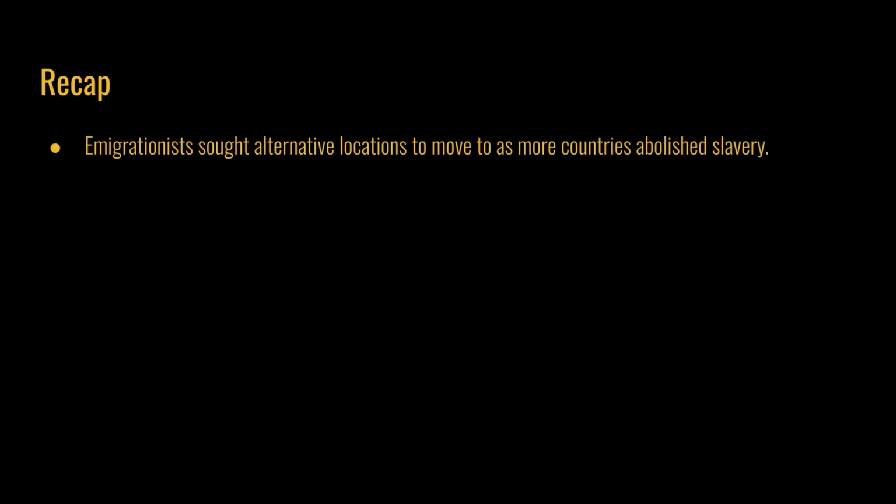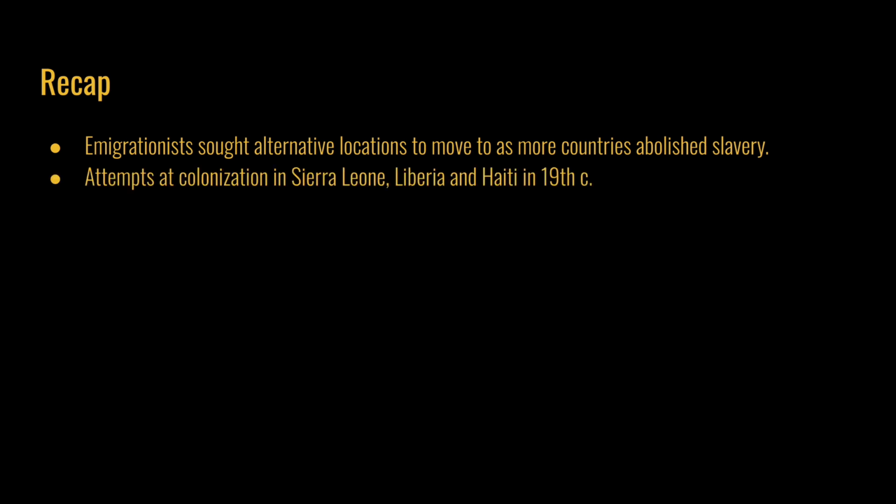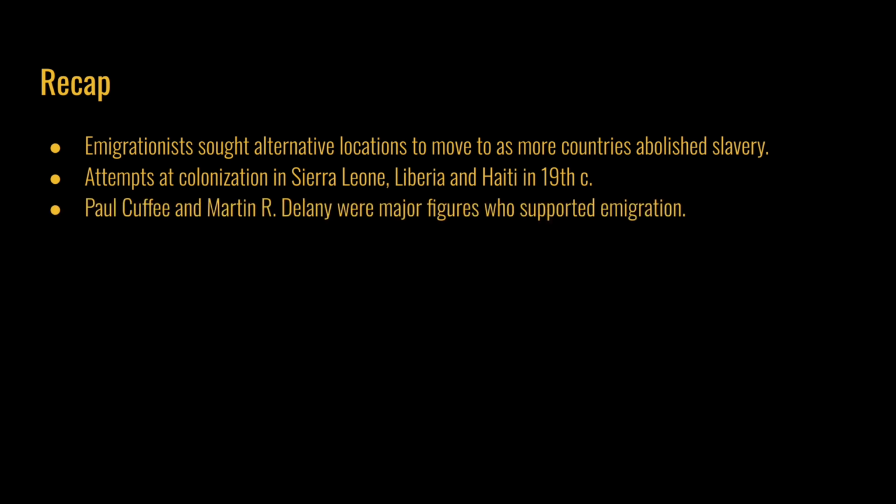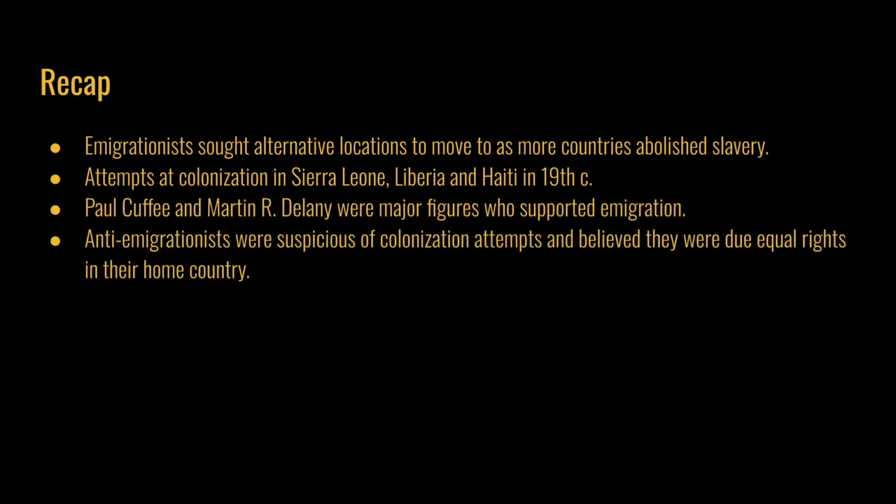And finally, here's the recap. Emigrants sought alternative locations to move to as more countries abolished slavery. Attempts at colonization in Sierra Leone, Liberia, and Haiti in the 19th century took place. Paul Cuffee and Martin R. Delany were major figures who supported emigration.